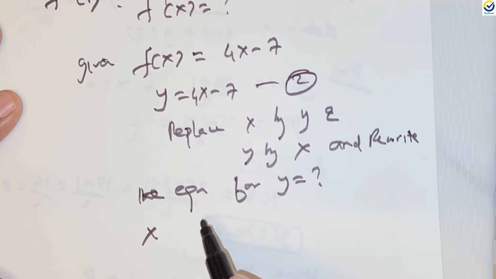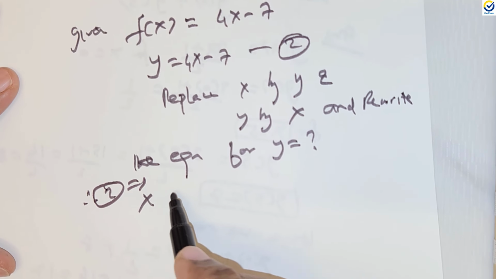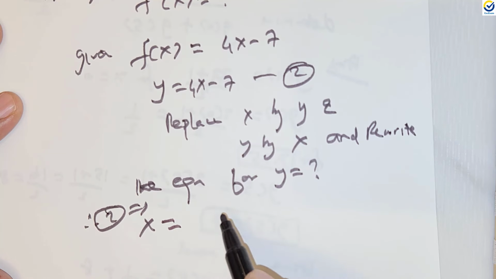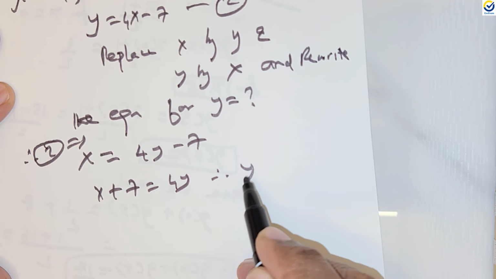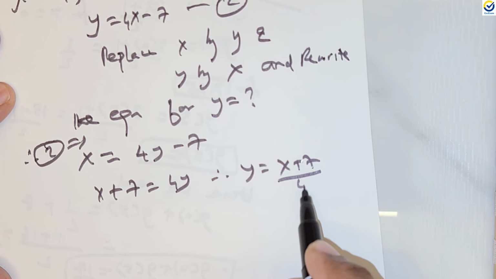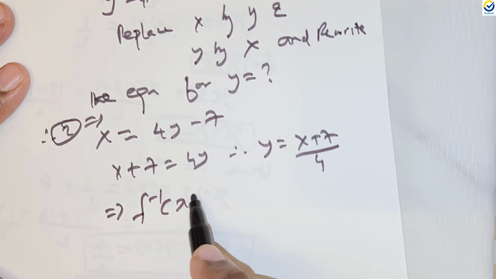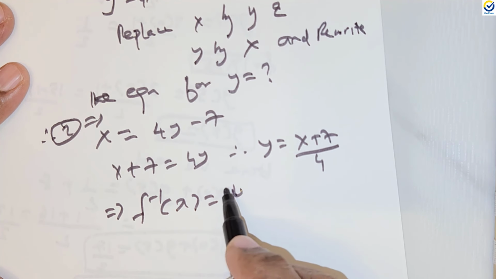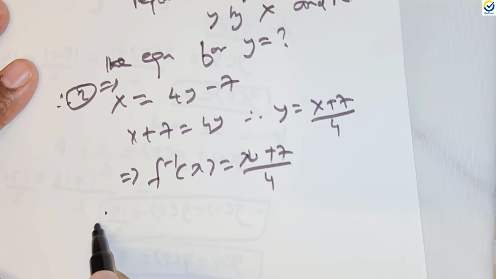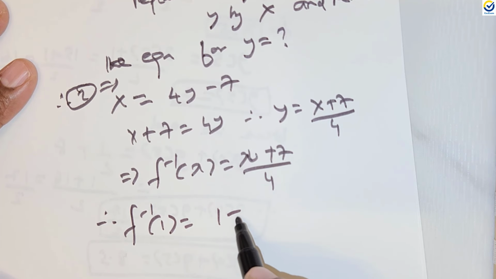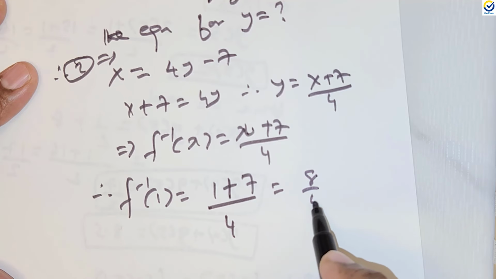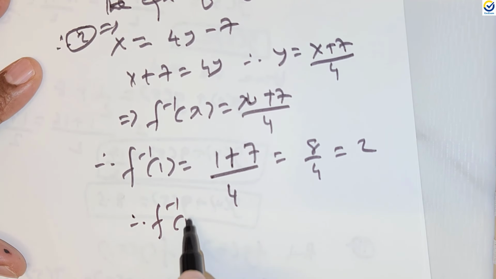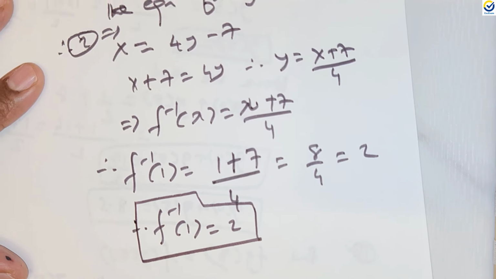So this can be rewritten as x is equal to 4y − 7. So x + 7 is equal to 4y. Therefore y is equal to (x + 7)/4. So this is going to be my f inverse of x, (x + 7) divided by 4. Therefore f inverse of 1, in place of x you substitute 1, is going to be (1 + 7)/4, which is 8 over 4, which is 2. So f inverse of 1 is equal to 2. So that's the solution for this question.